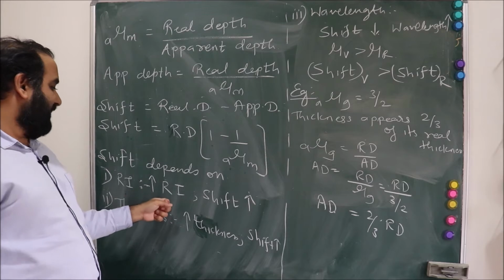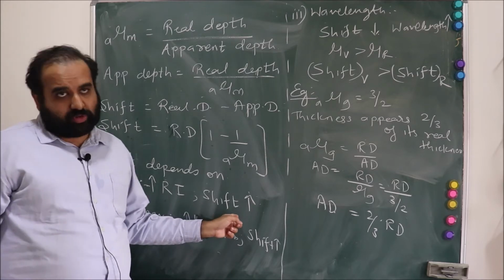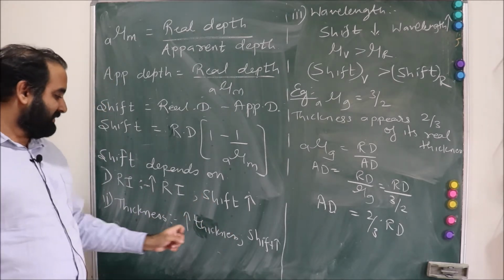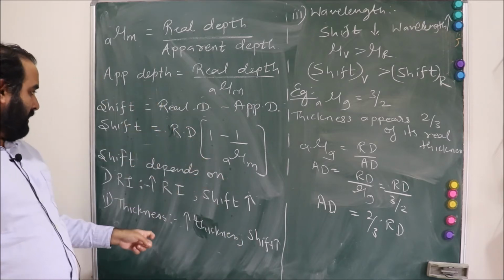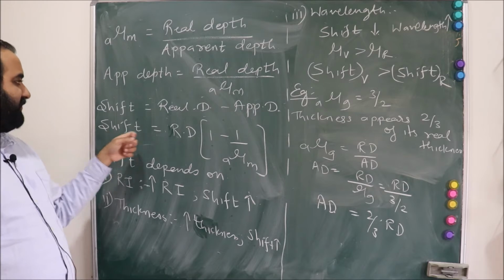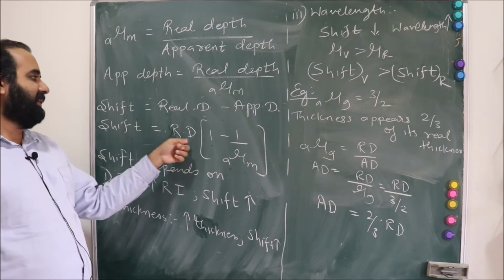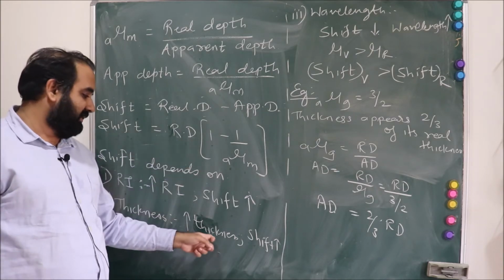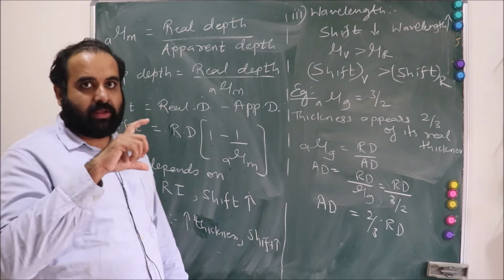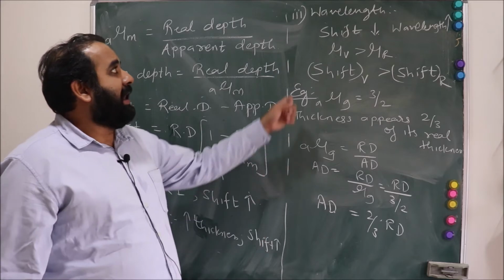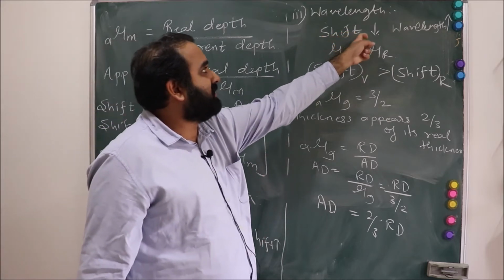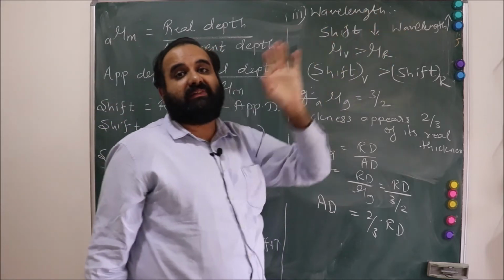If the refractive index increases, shift also increases. The more the thickness, the more the shift. You can see it from the formula also: shift is directly dependent on the real depth. Here the thickness is the actual thickness, which is nothing but my real depth. And the shift decreases with increase in the wavelength of the light.